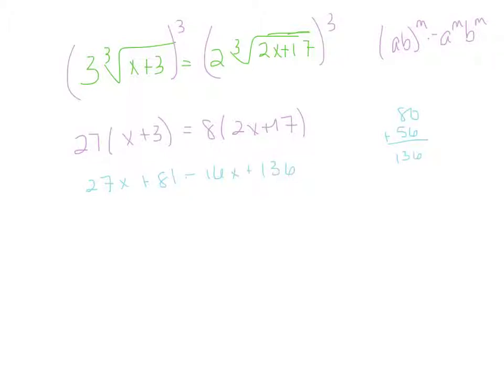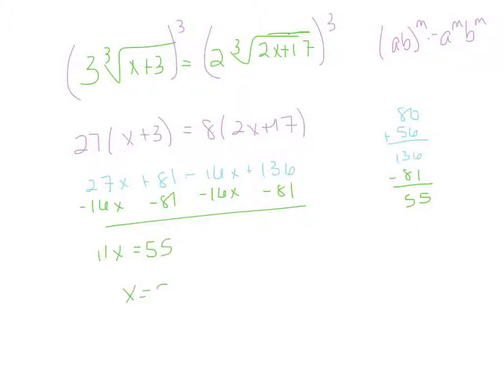Alright, so we're going to move everything to the same side: x on one side, constants on the other. So 11x equals, I'm just going to subtract 81 and get 5 and 5. So we get 55, which means x is going to equal 5.